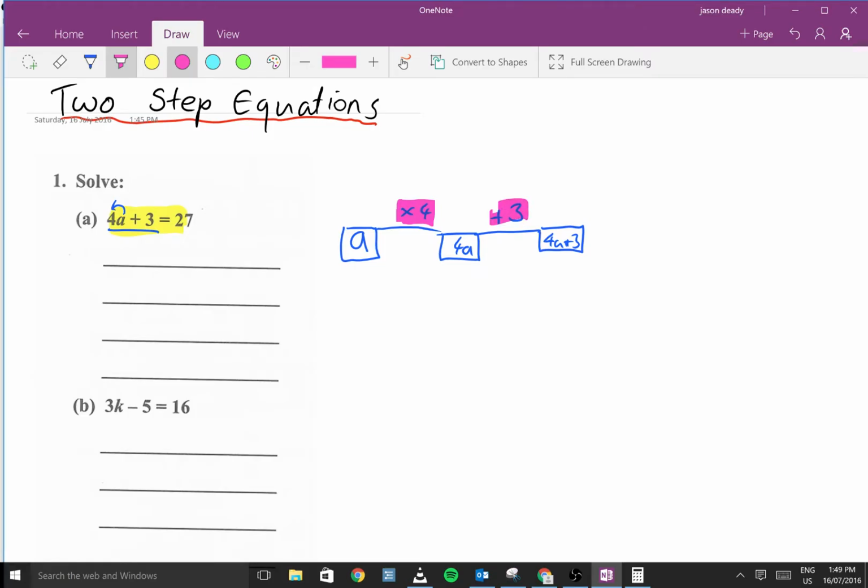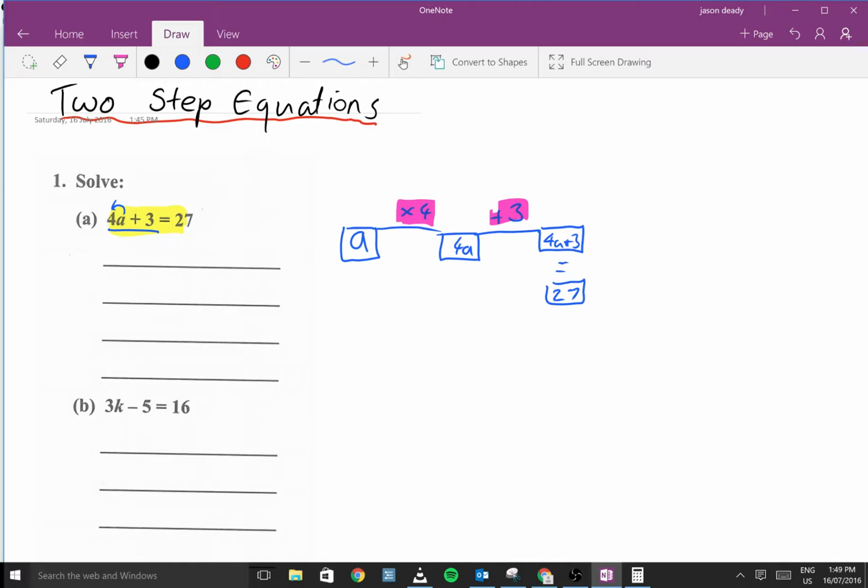Okay, it has 4 times by it, then it has 3 added to it, and then it equals or is the same as 27. So what I'm going to do, just put a little equals here and another box, and in this box I'm going to put 27. Okay, because I know that 4A plus 3 is the same as 27.